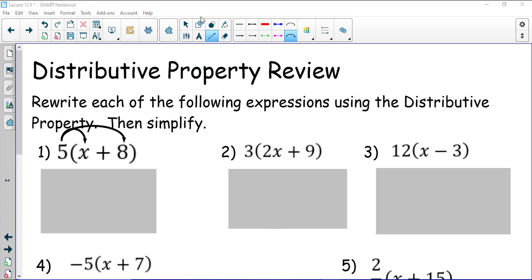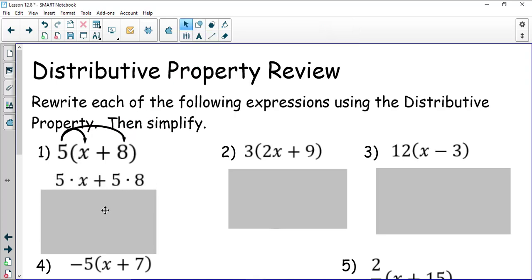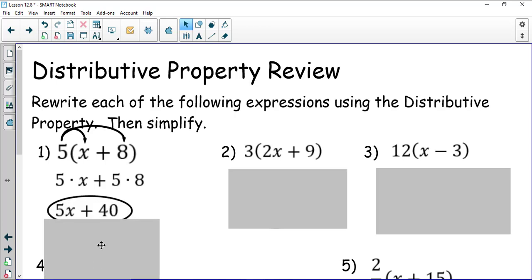So you'll notice in the first step that I'm going to have 5 times x plus 5 times 8. These arrows represent multiplying. So 5 times x is going to simplify to get us 5x, and 5 times 8 is going to simplify to get us 40. So our final answer is 5x plus 40. It is our goal to get from the very beginning to this last circled answer without having to show the in-between step. We did get there when we did this earlier in the year. However, you might need this review of where we get the 5x plus 40 from.